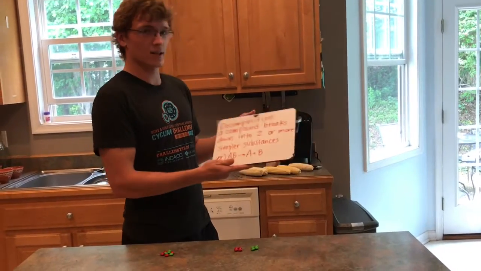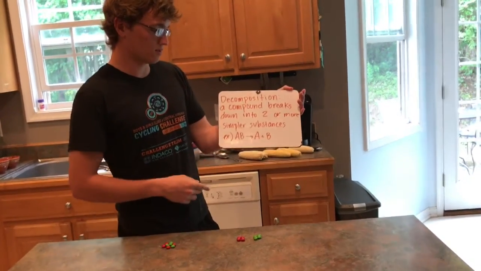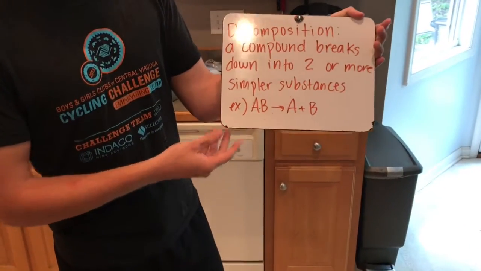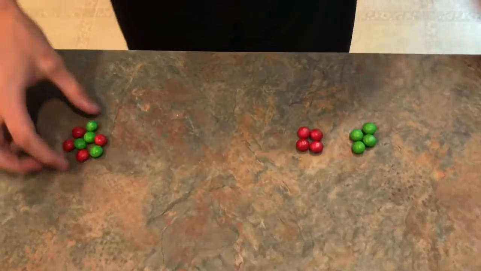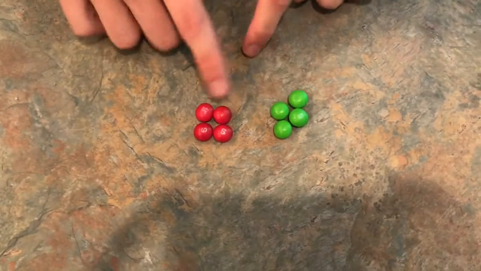Alright, so our next type of reaction is decomposition, which is when a compound breaks down into two or more simpler substances. So our technical example is AB produces A plus B, and our food example is a group of red and green Skittles will break down into two groups, one with red Skittles, one with green.